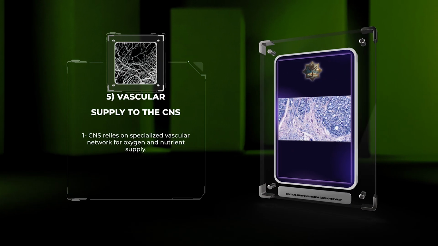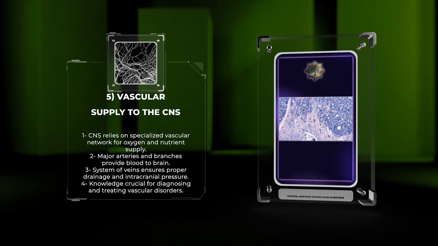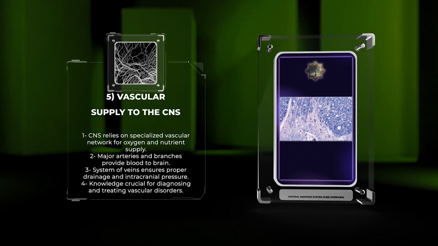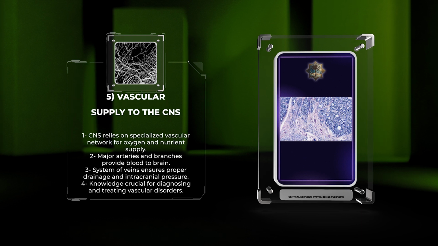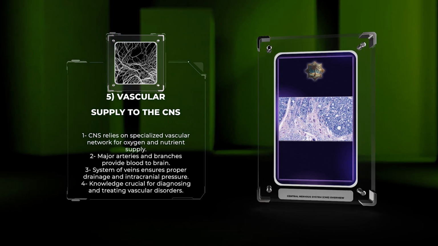In summary, the CNS relies on a specialized vascular network for oxygen and nutrient supply. Major arteries and their branches provide blood to the brain, while a system of veins ensures proper drainage and intracranial pressure. Knowledge of this system is crucial for diagnosing and treating vascular disorders.